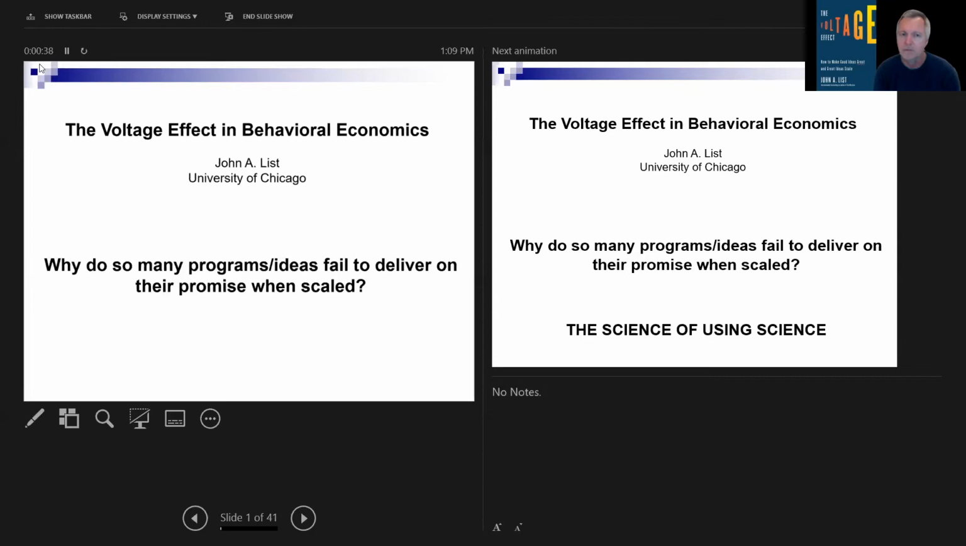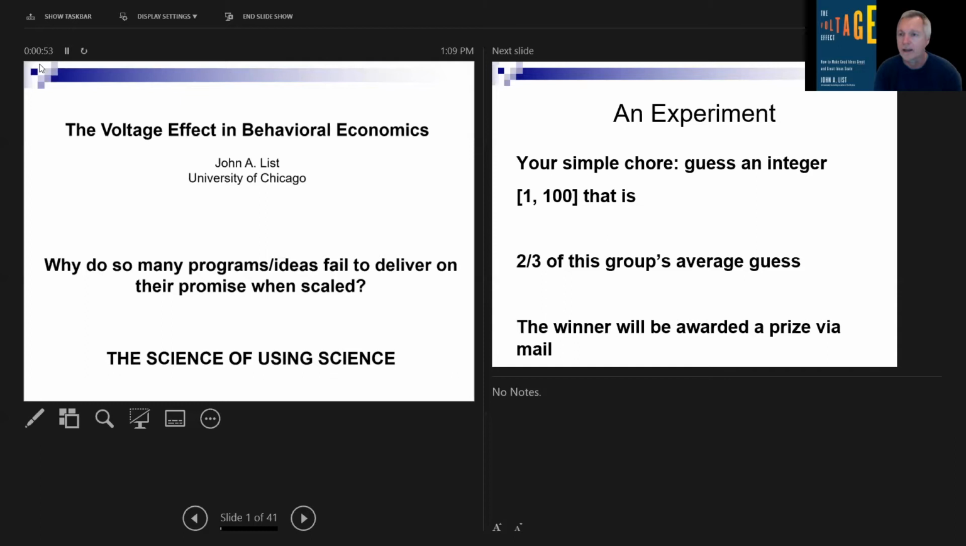is essentially, why do so many programs or ideas fail to deliver what they promise when we scale them? And that's something that in my own work, I call the science of using science. And when I think about my own research, I started off in the early 90s, late 80s, early 90s, doing field experiments. And essentially, as Mark said, I use the world as my lab.